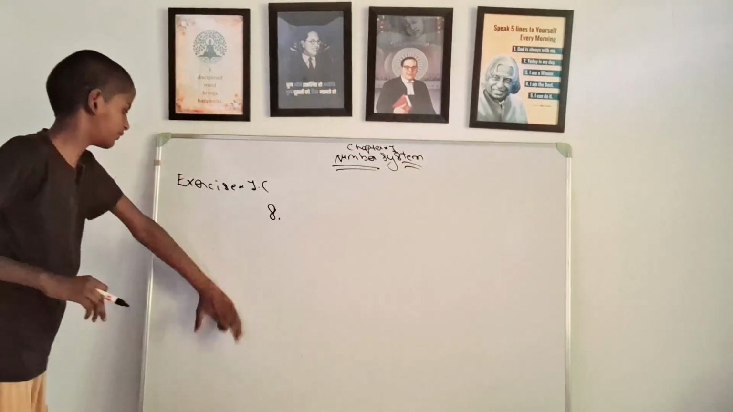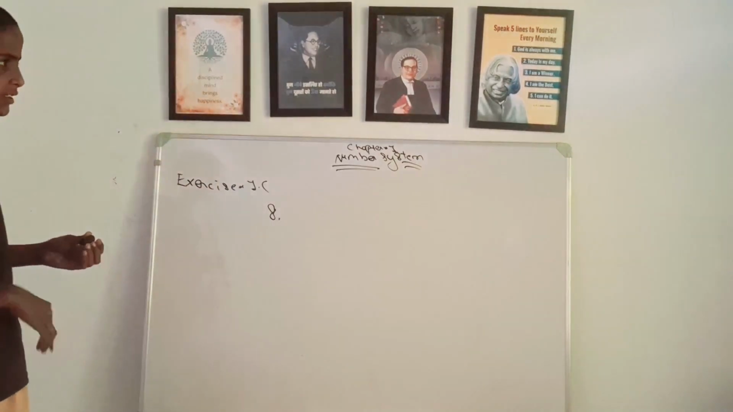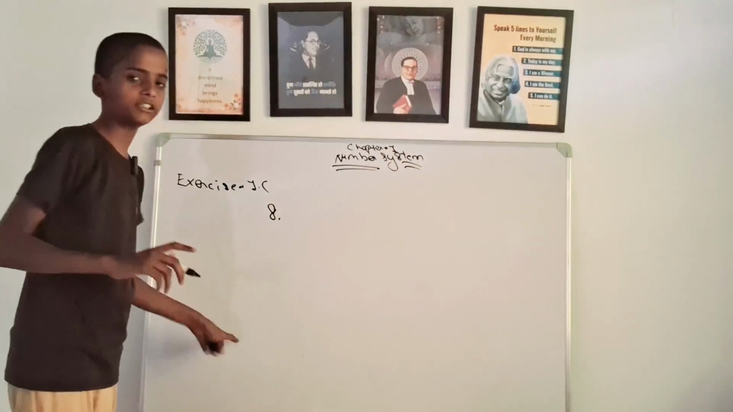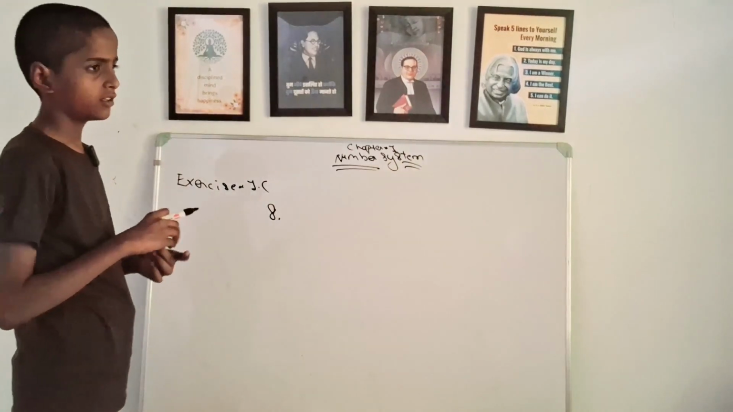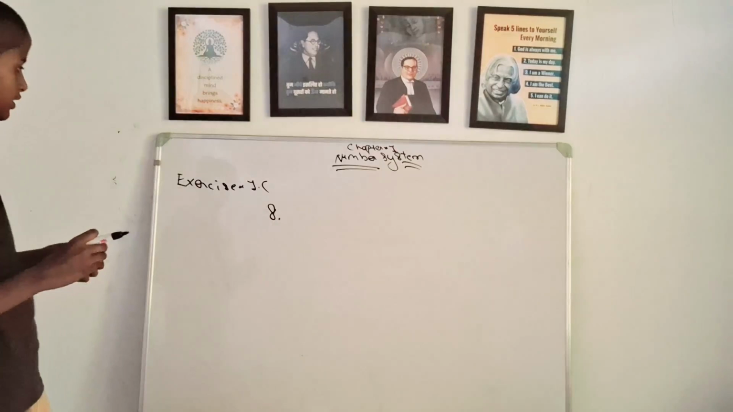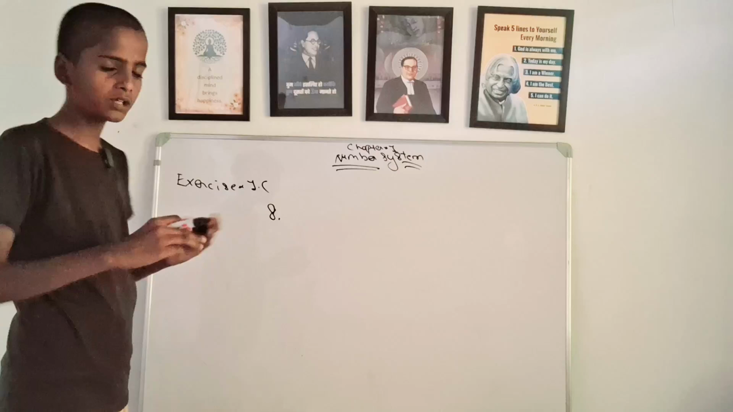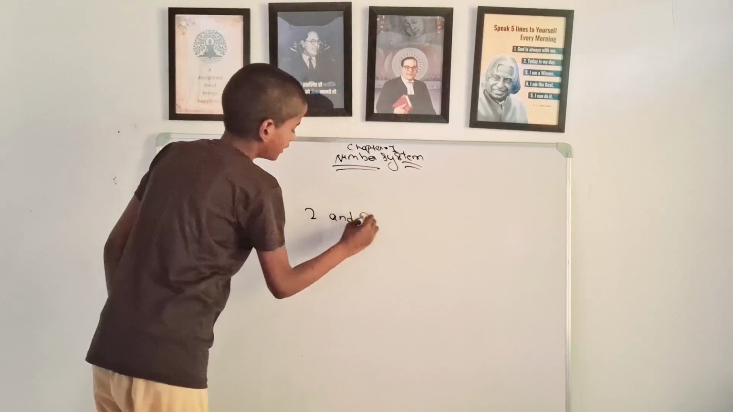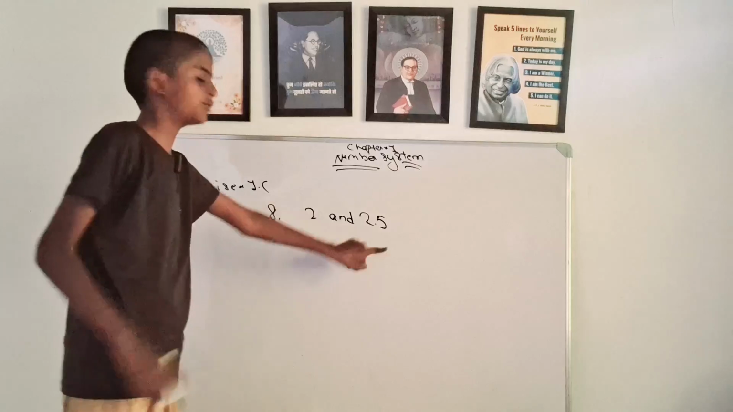Sorry, not only in the form of p by q, but there are other types, like decimals, which are also in p by q form. And irrational numbers are like roots, or non-terminating, non-repeating numbers. These numbers are irrational numbers. We can insert a rational and an irrational number between 2 and 2.5.